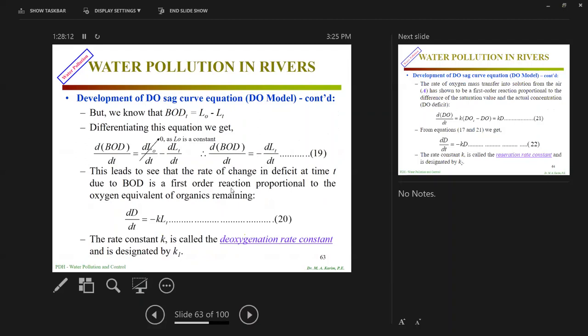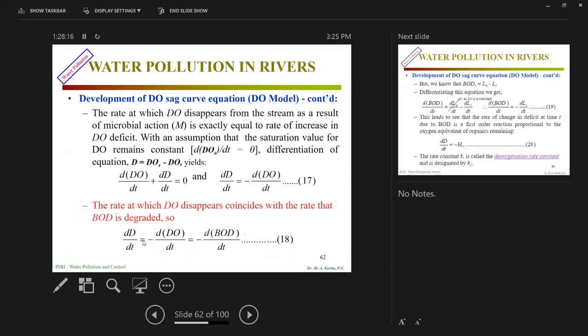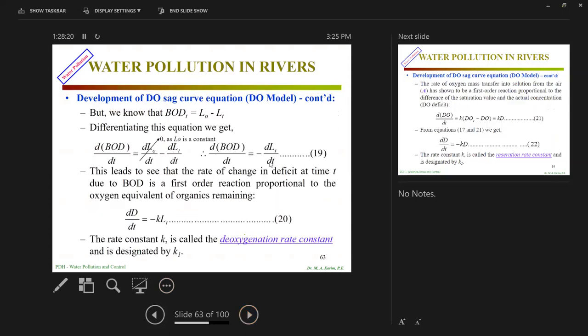Now from equation 19 and the one equation before, these are the same. So I can say this left hand side would be equal to the right hand side. So from that one, I have dD/dt equal to minus K dLt, because this is a kind of constant. Now this constant is called the deoxygenation rate constant, the rate at which oxygen is being used in this case, okay?